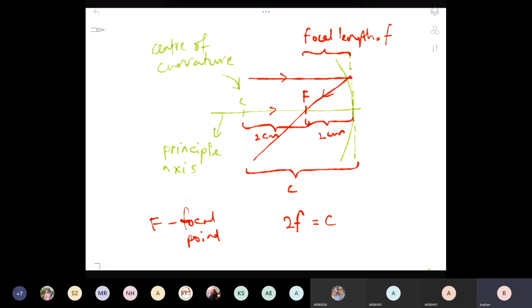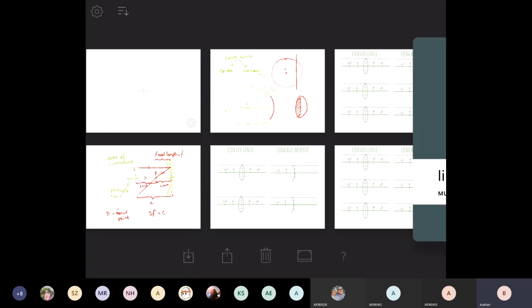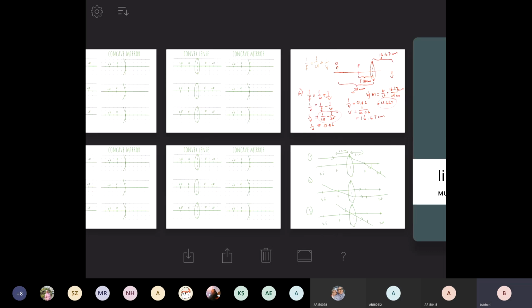Remember this part. Okay, let me use another color. This part is behind the mirror. So light can only travel from the front side of the mirror, not from the back side. So there's no light over here. That is what you need to know about concave mirror. Now I'm going on with new things here, so please pay attention carefully.